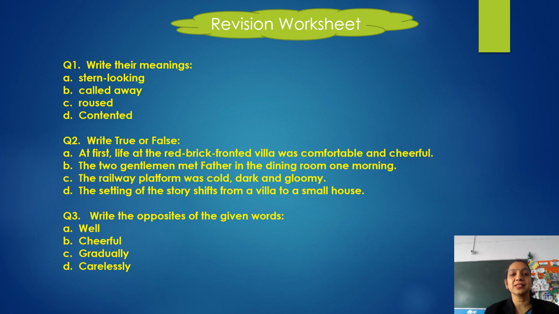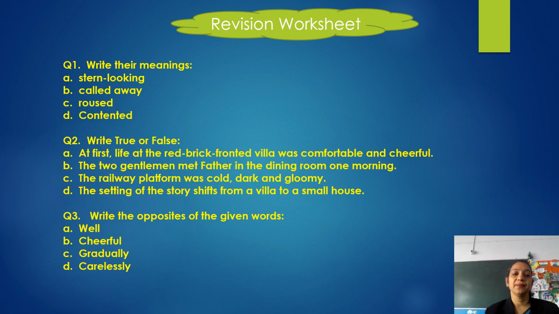Now next word is called away. So you have to write down the meaning of called away. Another word is roused. And the fourth word, the last word is contented. So you have to write down the meanings of these given words. Okay? Now let us move on to question number 2.